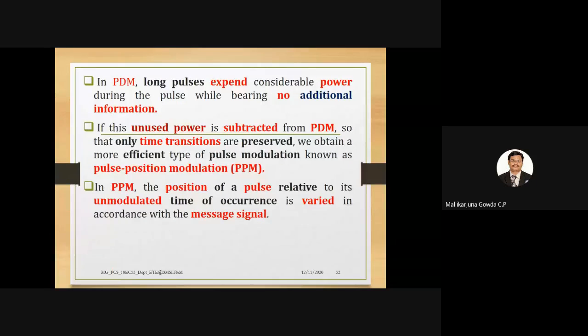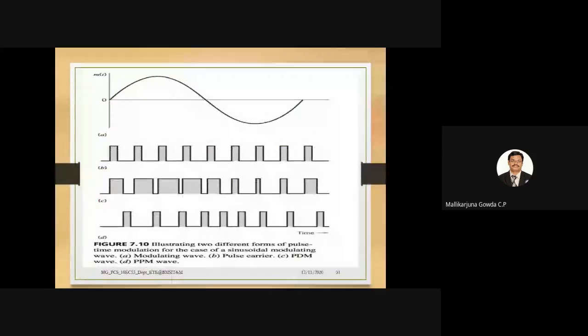Hope you understood this point. In pulse width modulation, long pulses expend considerable power during the pulse while bearing no additional information. When it is not carrying any information, it expends a lot of power. So if that unused power is subtracted from pulse width modulation, only time transitions are preserved. Then we obtain the efficient pulse modulation known as pulse position modulation. In PPM, the position of the pulse relative to its unmodulated time of occurrence is varied in accordance with the message signal. That is what is shown in the previous slide.